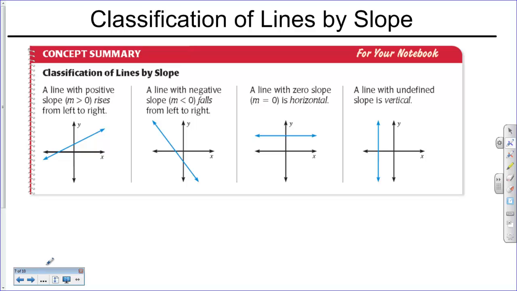So here's the classification of lines by slope. You can see that if it goes up and to the right, m is bigger than 0. We call that a positive slope. If it goes down and to the right, we say that m is less than 0. That makes it negative. We have a negative slope. If it's flat, horizontal, this is a 0 slope. And if it's vertical, it is undefined.